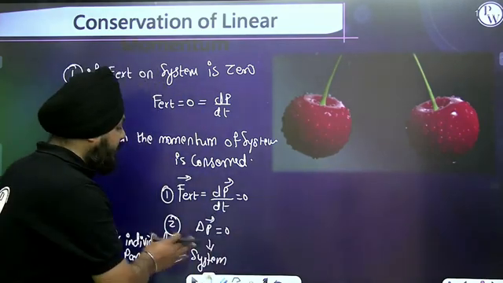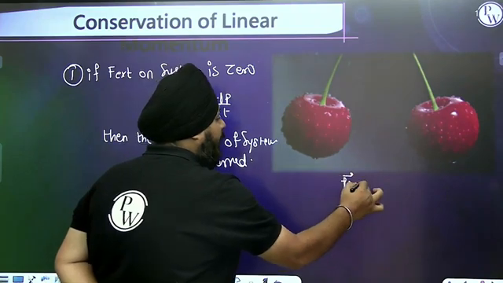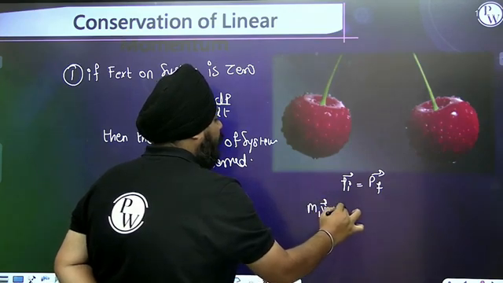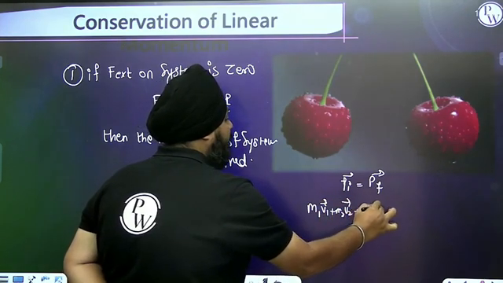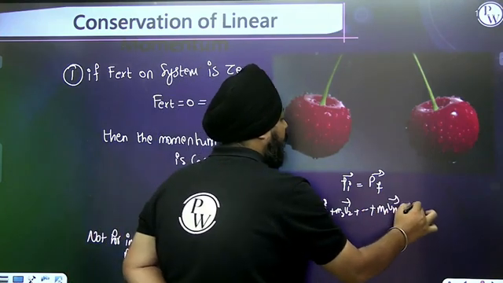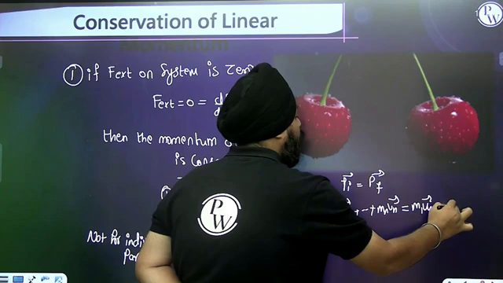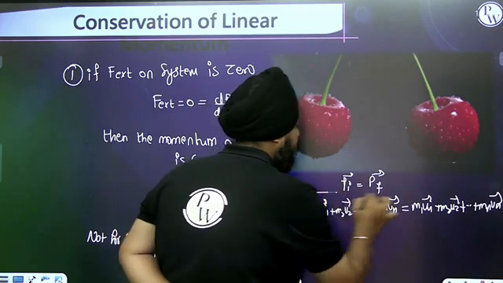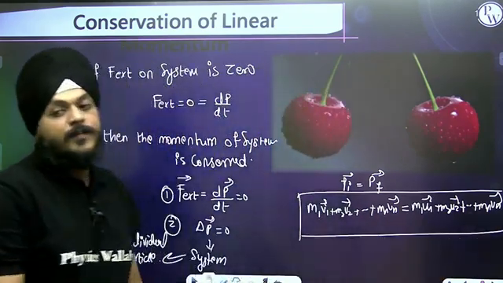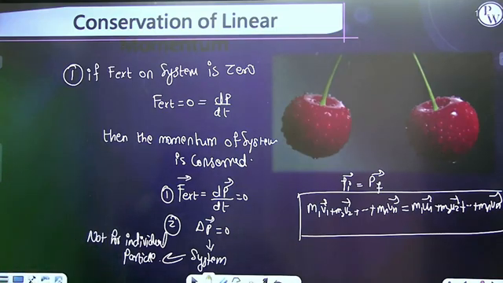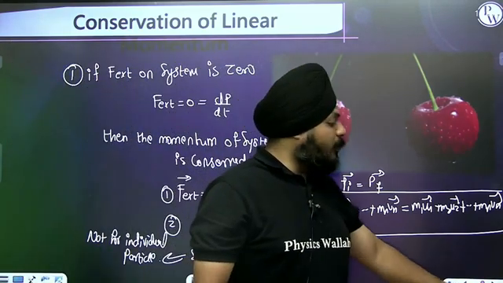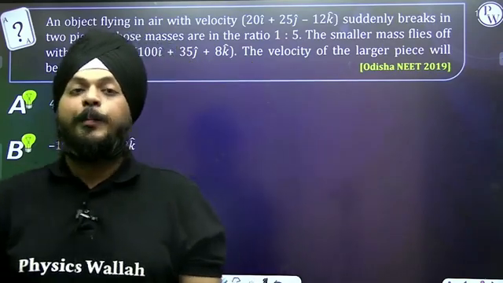In another sense, I can also write it as: initial momentum of the system is equal to final momentum. Initial is m1 v1 vector plus m2 v2 vector plus dot dot dot plus mn vn vector. Final momentum is m1 u1 plus m2 u2 plus dot dot dot plus mn un. This is how the conservation of momentum is defined. Yes or no? Everyone knows the statement of the conservation of momentum, but it is important how to apply it.